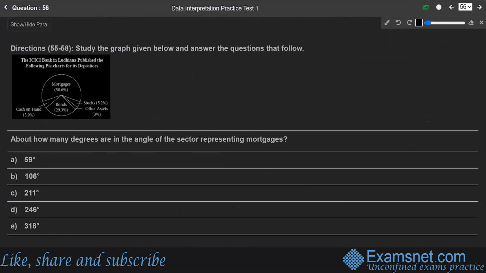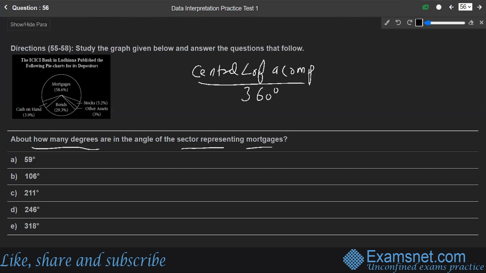Now, for the same pie chart, we have to answer a different question. The question asks how many degrees are in the angle of the sector representing mortgages. So we are supposed to find the central angle of mortgages. We have a formula for it: the central angle of a component divided by 360 degrees is equal to the value of that component in the pie chart divided by the total value of the pie chart.